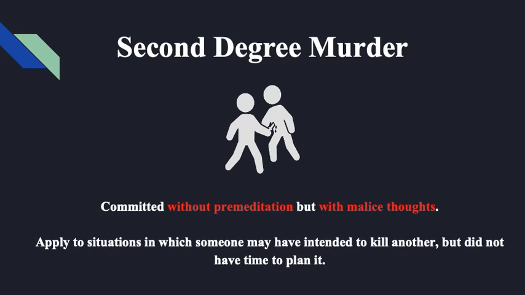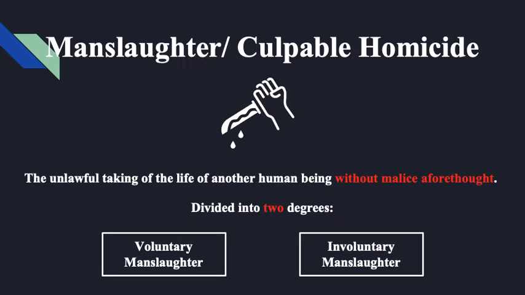Any murder that is not first-degree is called second-degree murder. Murder in the second degree is an intentional crime that is not premeditated or planned, but is committed with malice, thought, or deliberation. It applies to situations in which someone may have intended to kill another but did not have time to plan for it. Thus, in second-degree murder, the killer is not intending to kill his victim, but he knows that death is a likely outcome of his action.